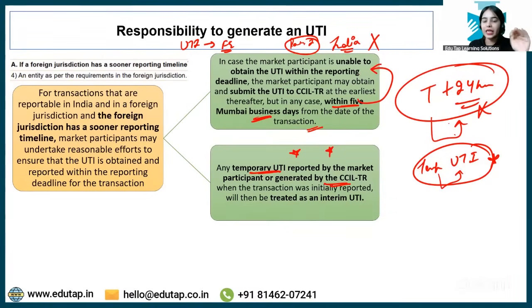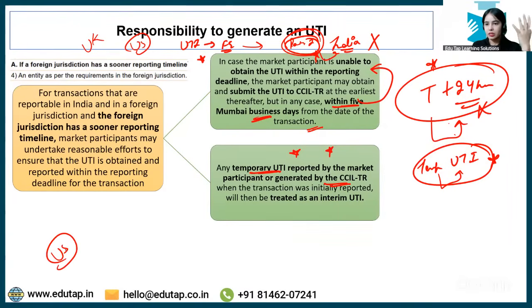This is said by the RBI, that you can use the temporary UTI. Maybe there is some problem on the foreign entity's side, which is not able to share the UTI. So okay, it's no problem that you are making some delays, but it should not be delayed beyond 5 days. Within 5 days, anyhow, the market participant, the party in India, will have to take the UTI. Got it? Mumbai business days: basically we are transacting with the US, UK, other entities, so the business days are on the Indian basis. Got it? It's not like we are taking the US business days; we are taking Indian business days, Mumbai business days.